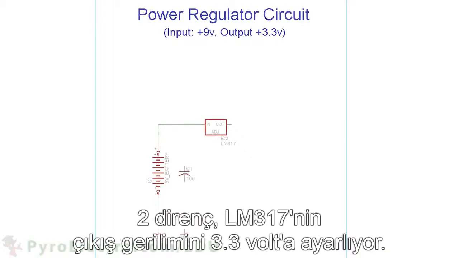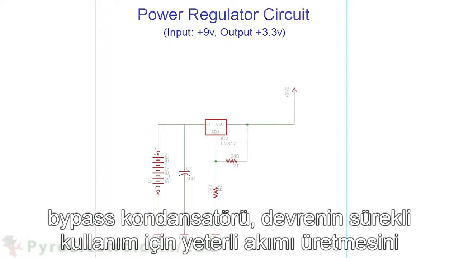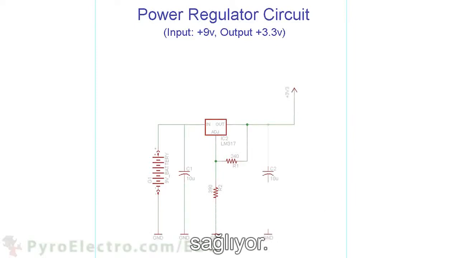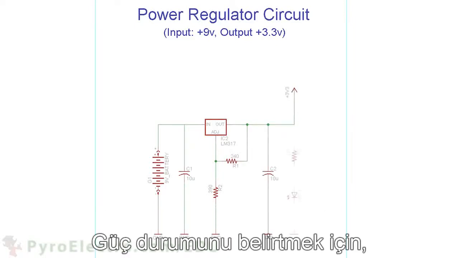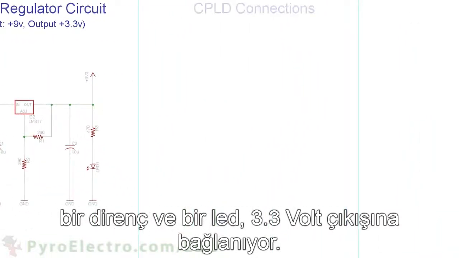2 resistors set the output voltage of the LM317 to 3.3 volt, and then 2 10 microfarad bypass capacitors make sure the circuit will have enough current for continuous operation. A resistor and LED are added to the 3.3 volt output as a power good notification.